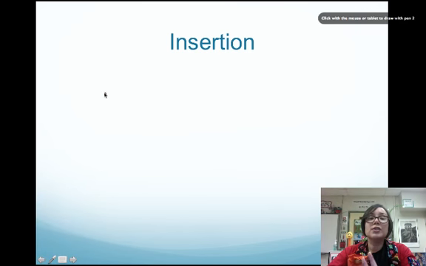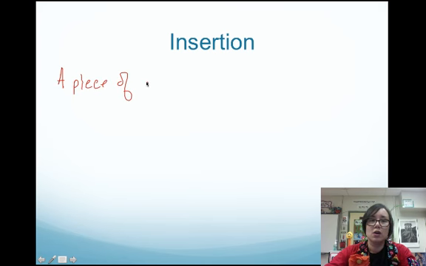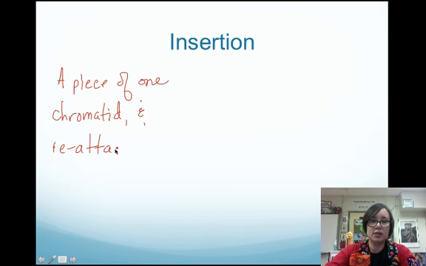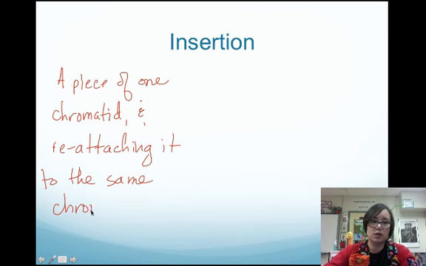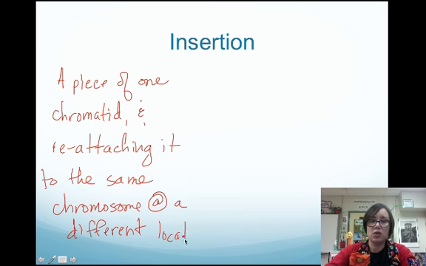And our last chromosomal mutation is called insertion. An insertion event is simply breaking off a piece of one chromatid and reattaching it to the same chromosome at a different location. So here's what that's actually going to look like.